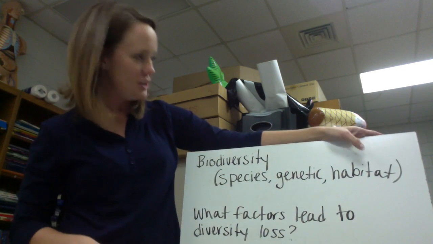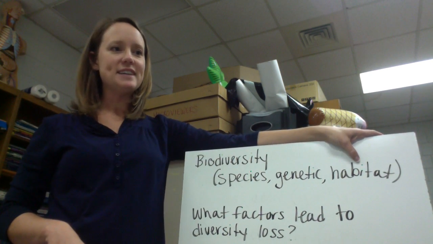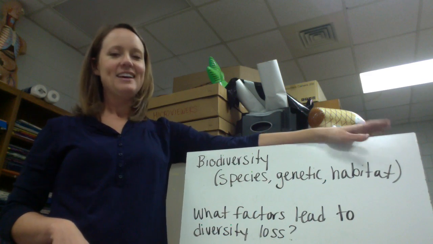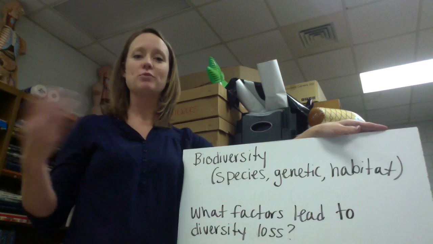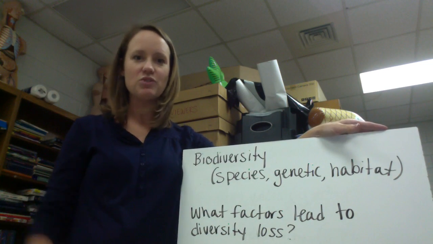Okay. Our third type of biodiversity is habitat diversity. And that's the variety of ecosystems that we have, like rainforests, deserts, tundras, grasslands.